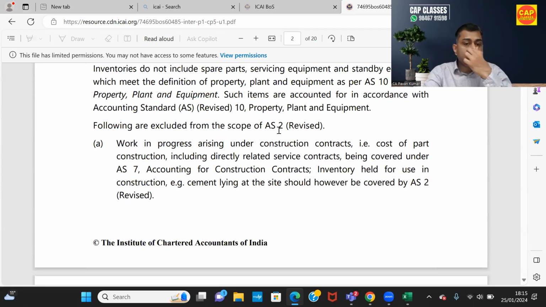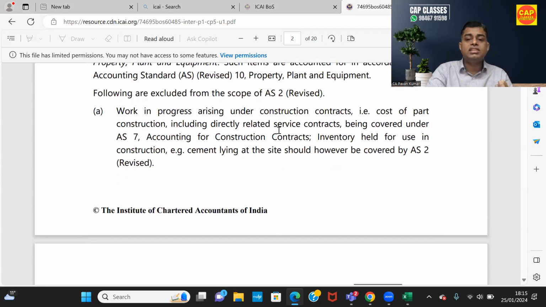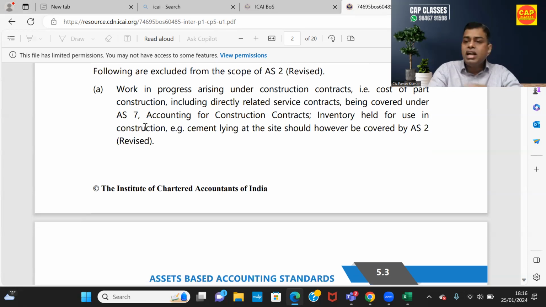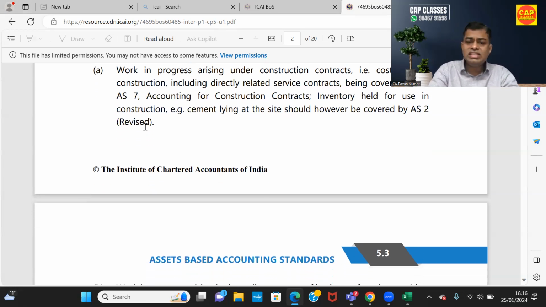Then from the scope of AS 2, they have excluded certain things. Accounting Standard 7 deals with construction contracts. So if you have any asset under construction, a construction property, for example an apartment under construction, you cannot apply AS 2 for that, even though it is inventory for you. For example, you are a seller of apartment flats, you are constructing them, still you cannot use AS 2, because for that AS 7 is there.